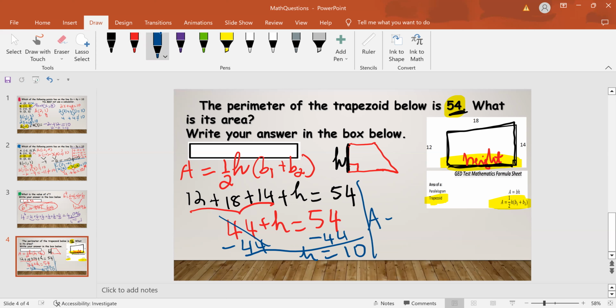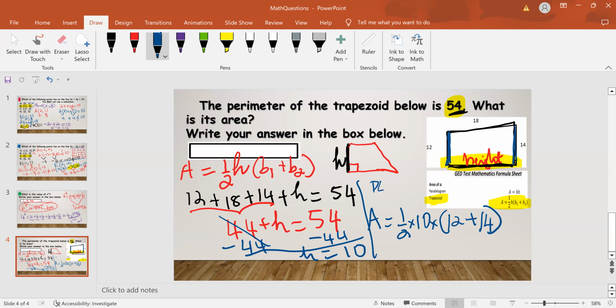So A equals 1 over 2 multiplied by 10 multiplied by, in parentheses, B1 plus B2. Know that the two bases are 12 plus 14. The two bases are parallel. That's the way you're going to recognize the bases. So the bases are not 18 and the height, no. The bases are 12 and 14.